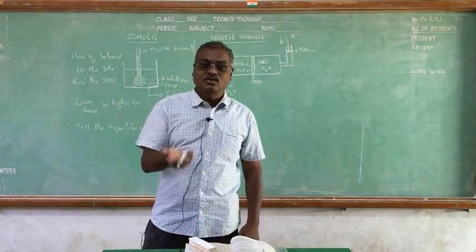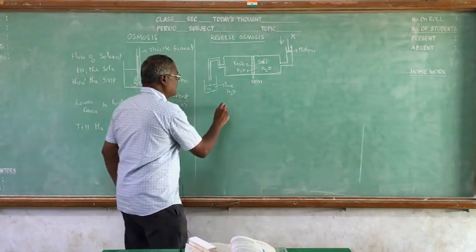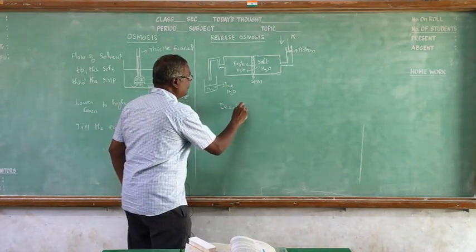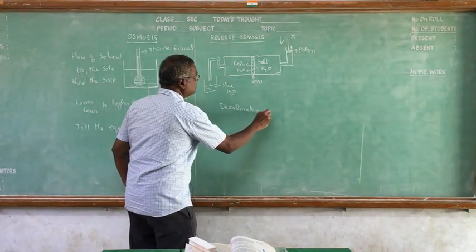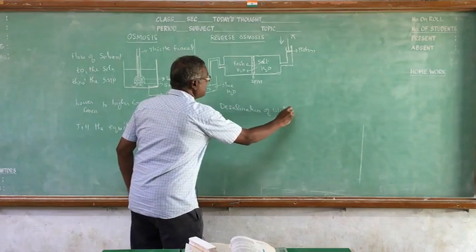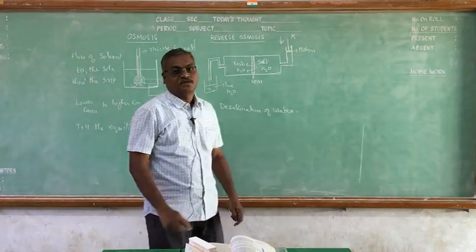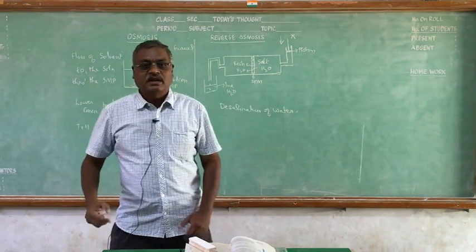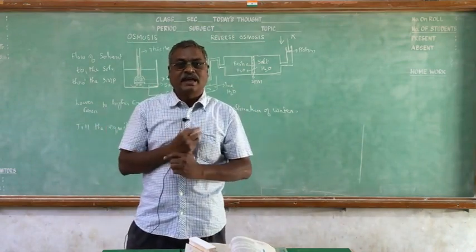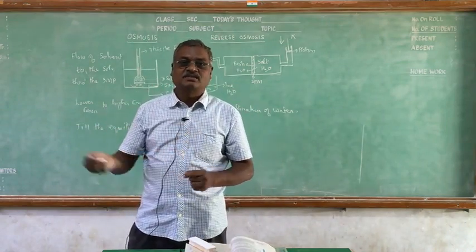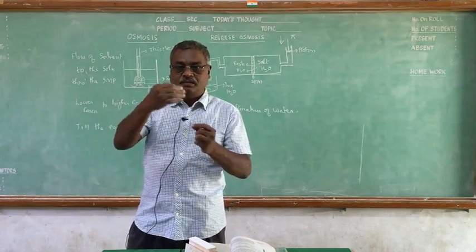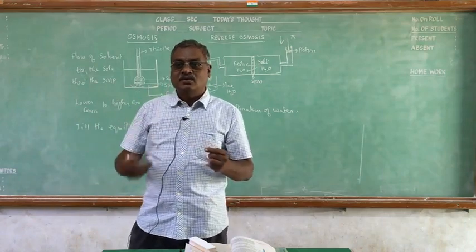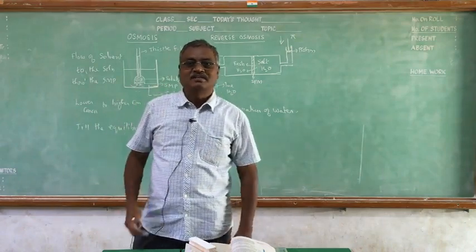So where are we using this reverse osmosis? Desalination of water. Every house has a desalination plant. So in that what happens? Salt water is going in and pure water is coming out. So the reverse osmosis process takes place.